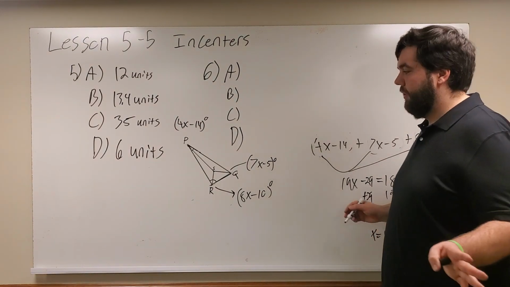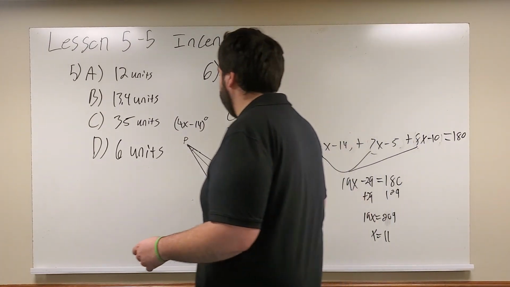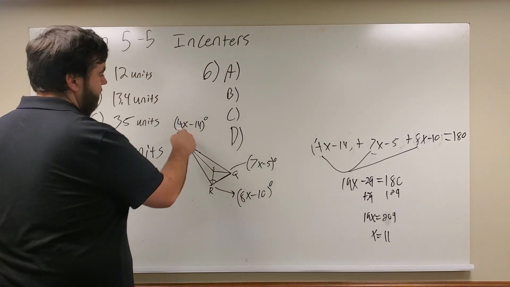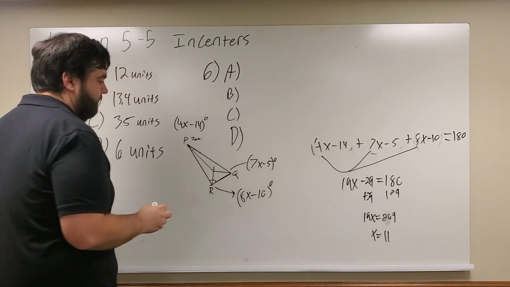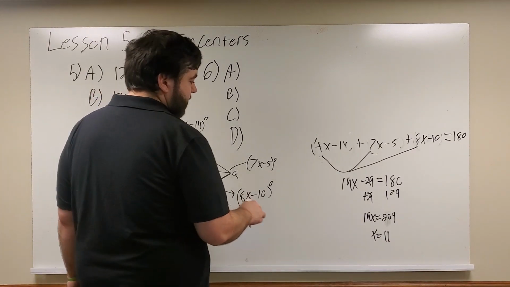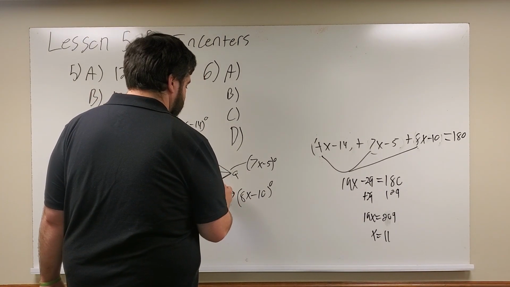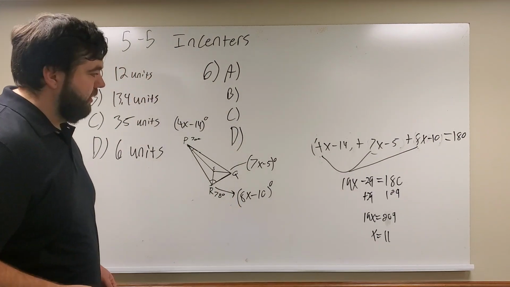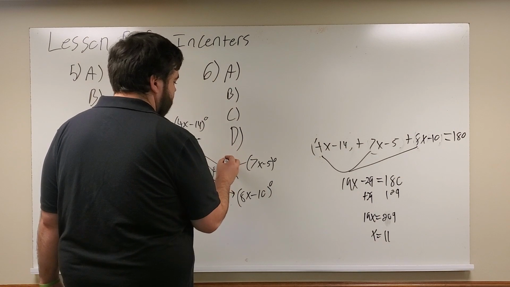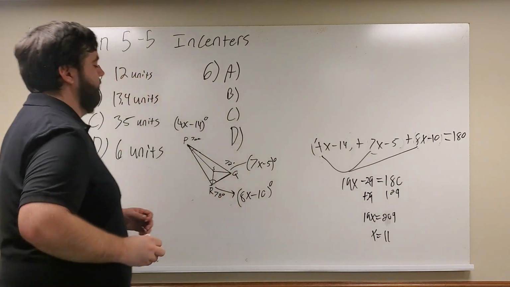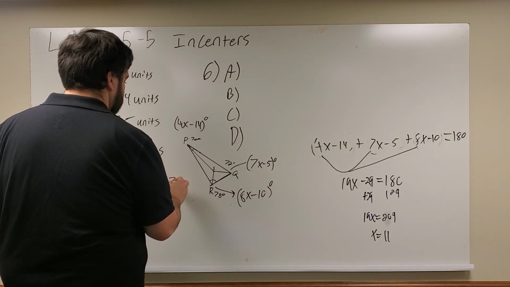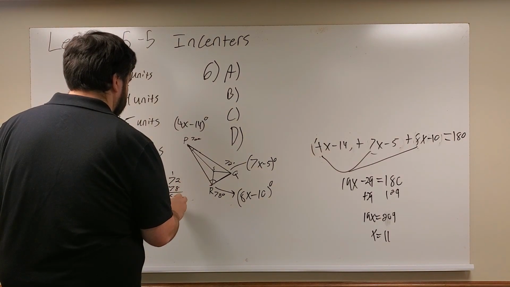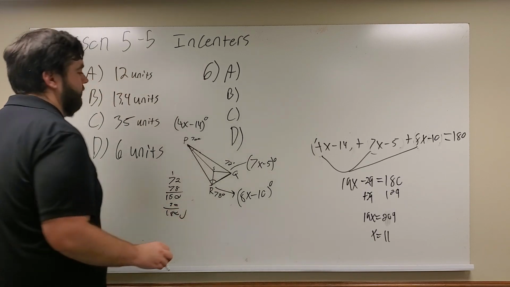Alright, so now we can go ahead and plug x back into each one. So we get 44 minus 14, that's going to give me 30. Over here, we're going to get 88 minus 10. That's going to be 78. And finally, we have 77 minus 5. That's going to be 72. And just to check, 72 plus 78 gives me 150, plus 30 does equal 180. So my math checks out.